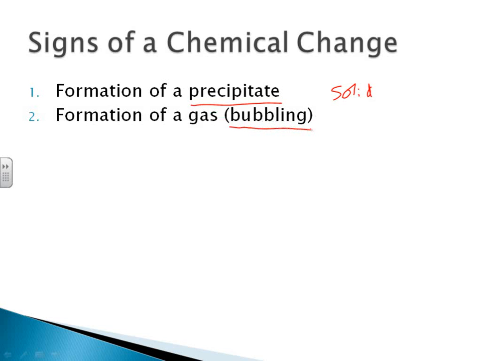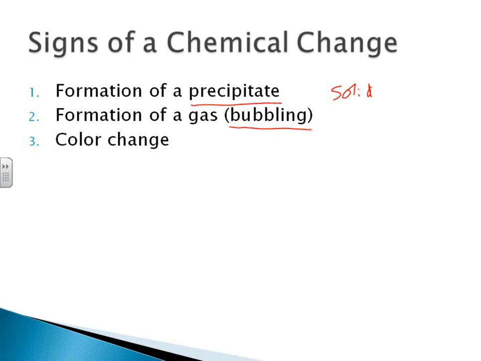as bubbling. Sometimes it can be observed as odor, but what's happened is you have formed a new compound, and that compound happens to be a gas, and when a gas tries to leave a liquid, it causes bubbles as it's escaping. Now, color change is also a sign of a chemical change because you have something new in your test tube, evidenced by the new color, something that was not there before.